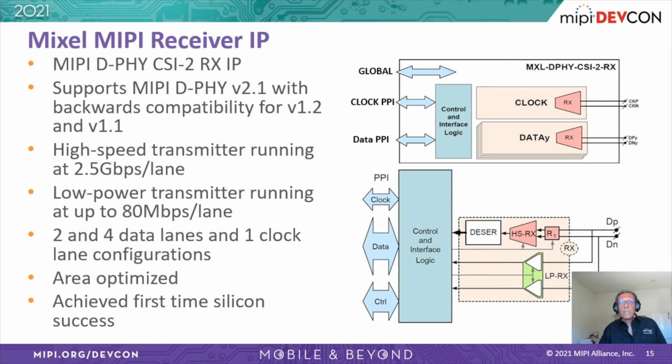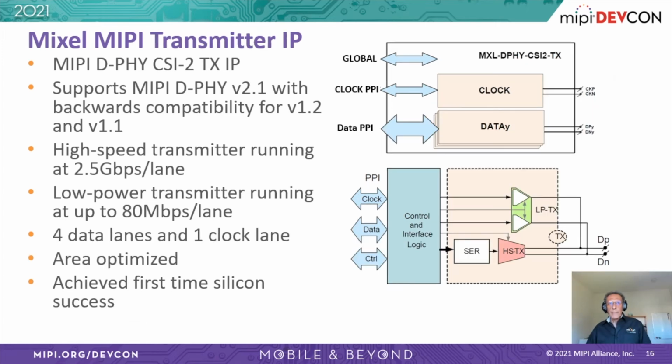Both configurations run up to 2.5 gigabit per second per lane and support a low power mode running up to 80 megabit per second per lane. For the TX side, we provided Perceive an area-optimized 4-lane CSI-2 D-PHY. This IP also supports MIPI D-PHY version 2.1 and has a high-speed transmit mode running at 2.5 gigabit per second per lane. This transmitter is used to support the tunneling function.